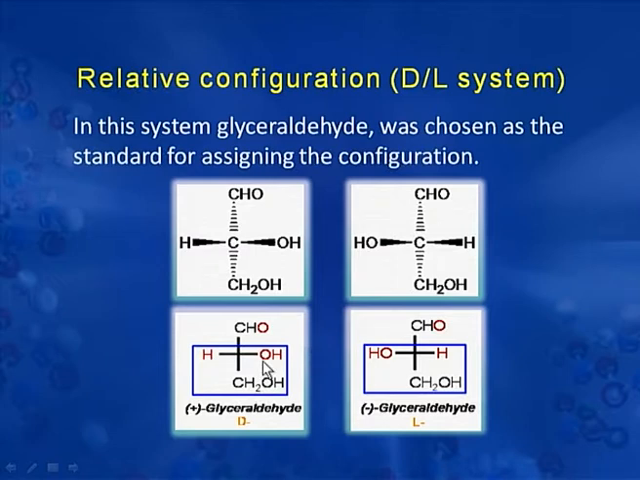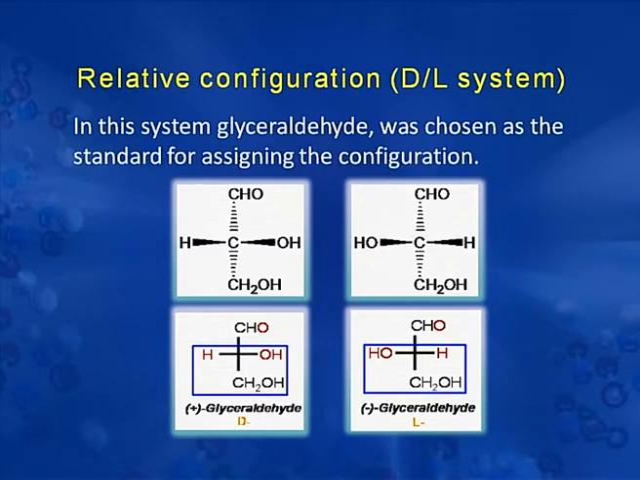When this system was given, even for glyceraldehyde, it was not known which of these two configurations represents plus glyceraldehyde or minus glyceraldehyde. Arbitrarily, it was chosen that when written in Fischer projection, the compound that has the hydroxyl group on the right is called plus glyceraldehyde. Although later on, when methods were available, this was found to be true.